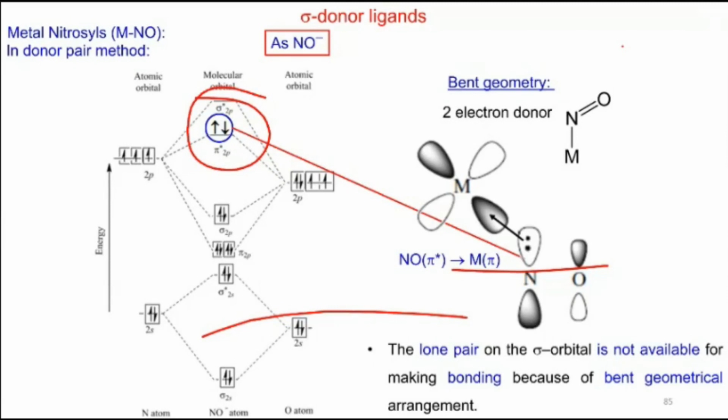Therefore, a very good standard book should always mention the spectrochemical series should end with the NO+, not the NO. If they are mentioning it as NO, then they are missing something. That is not the correct way of representing the nitrosyl ligand. The correct way of representing the nitrosyl ligand is actually the NO+, not the simple NO. That is what we have to understand.